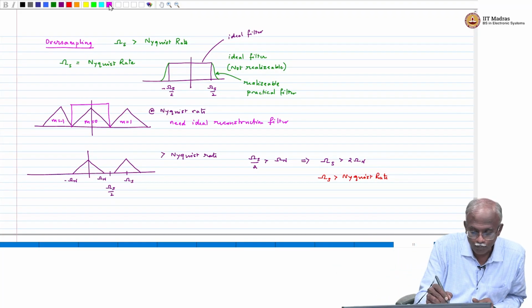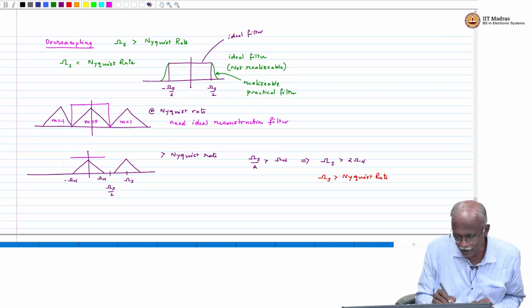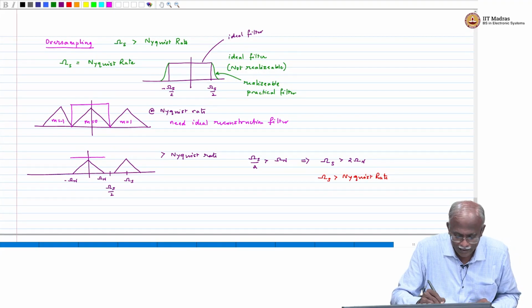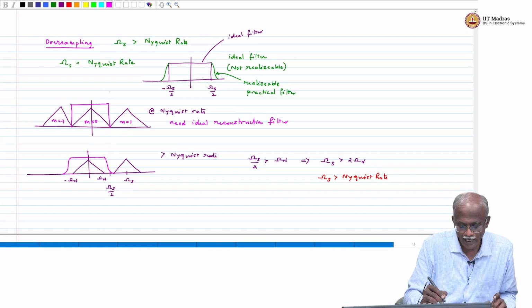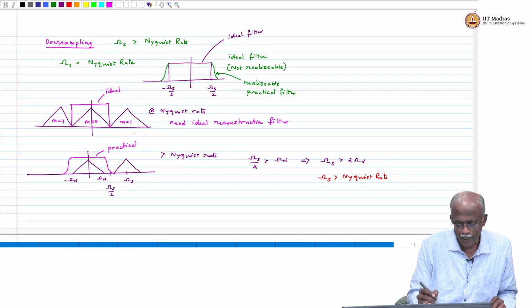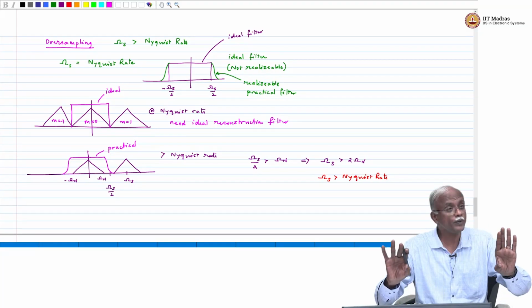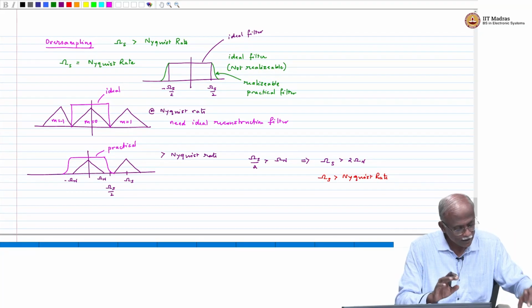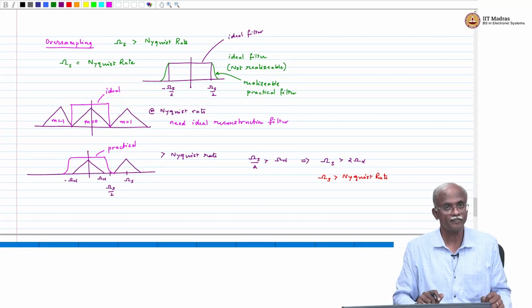Now, if I want to apply a filter, I will have a filter that goes flat from minus pi by n to pi by n, and then drops off to give a practical filter. This is an ideal filter, this is a practical filter. The presence of a gap between the copies of the spectrum is extremely important for us to be able to build practical filters.